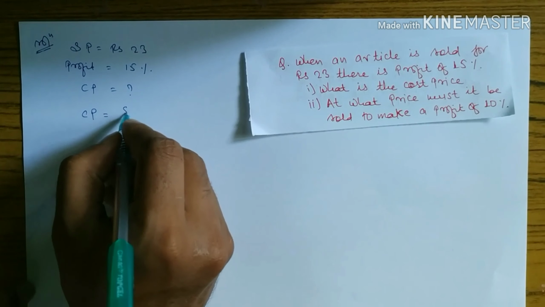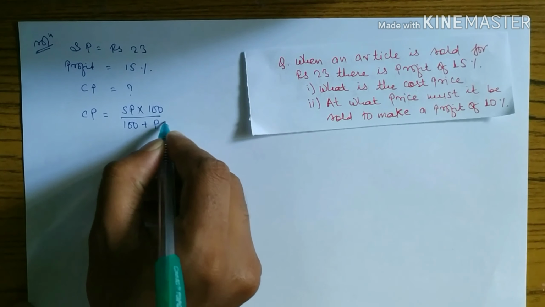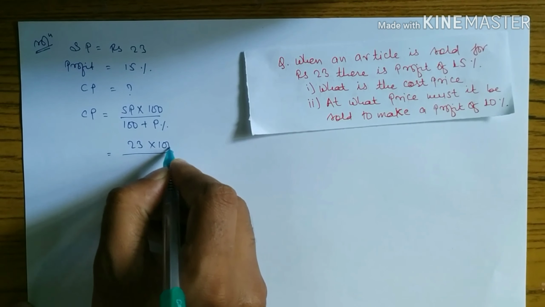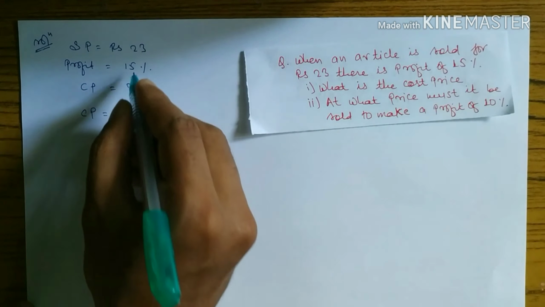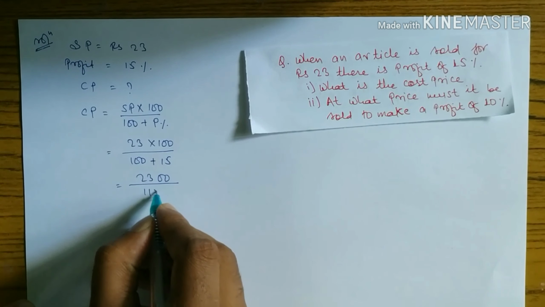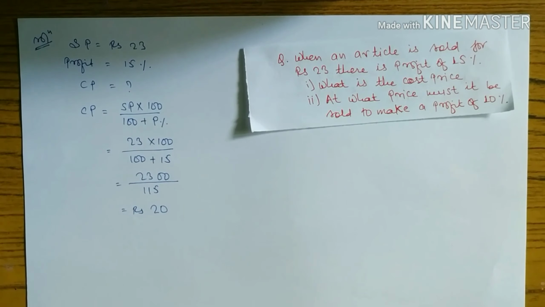CP is equal to SP into 100 by 100 plus profit percent. SP is equal to 23 into 100 by 100 plus 15. Profit percent is equal to 15%, so 15 we have to write. 2300, and when you add this we get 115. 23,000 divided by 115, we get rupees 20. Okay, then cost price CP is equal to rupees 20.